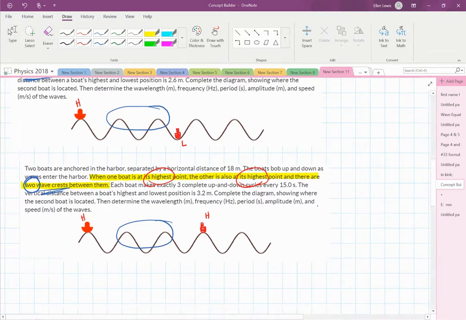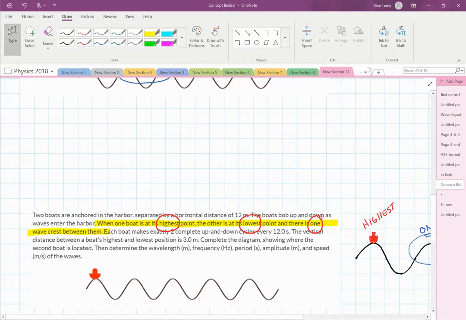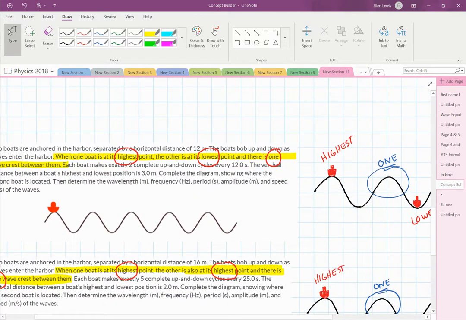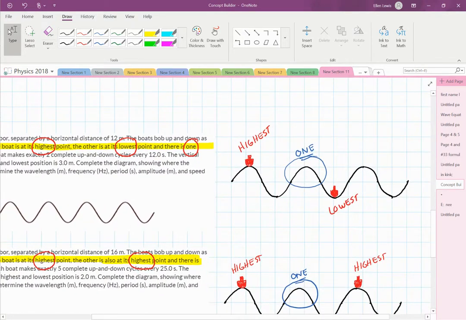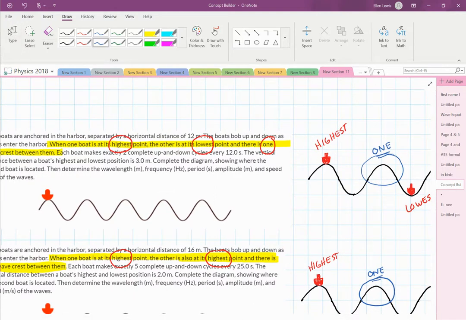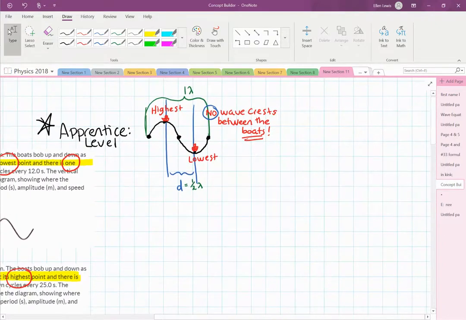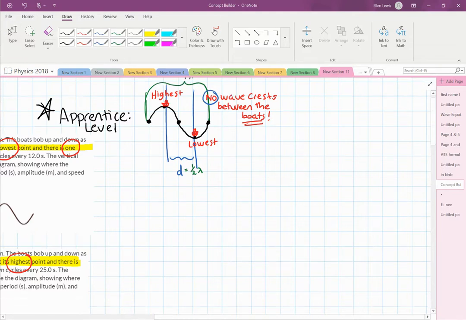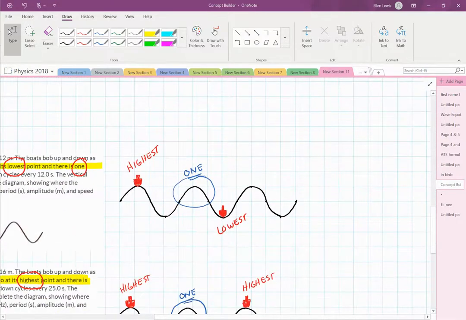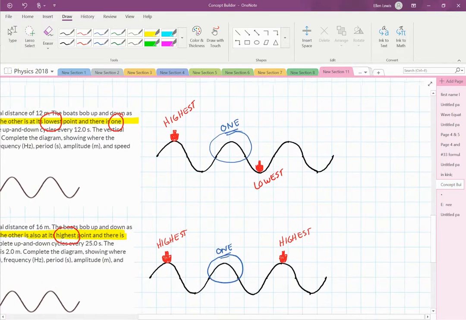And then, of course, you get the questions where you have to find the wavelength, the frequency, period, amplitude, and speed of the waves. Well, what I'd like to address here is how do you go about determining that wavelength? Because before, just to show you in the apprentice level, we knew that the distance between the boats would always be half a wave apart. But now you can see the boats are farther apart, so they're going to be more than half a wave apart. So here's how we're going to figure this out.